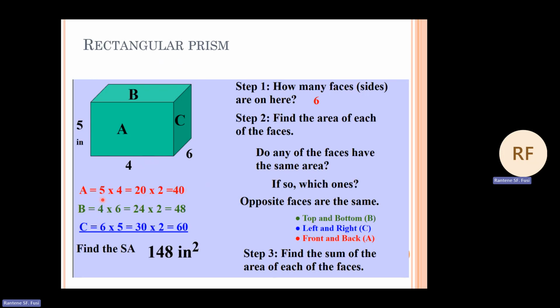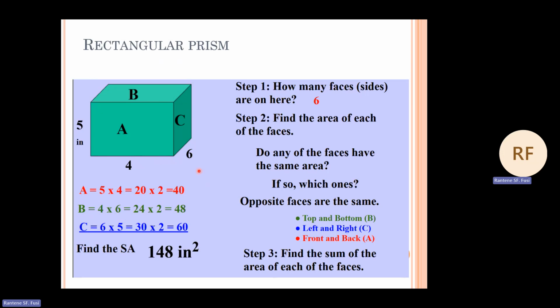Then if you look at B, it's the top, which is the same as the bottom. So the area of the bottom part of B will be the same as the area of B. Because B is the top, the bottom has the same area. In this case, it's going to be 4 multiplied by 6, which will give you 24. Multiply by 2, because there are 2 equal opposite sides with the same area, which gives 48.